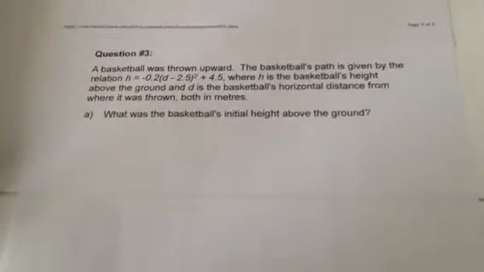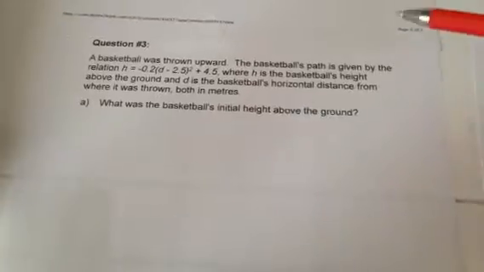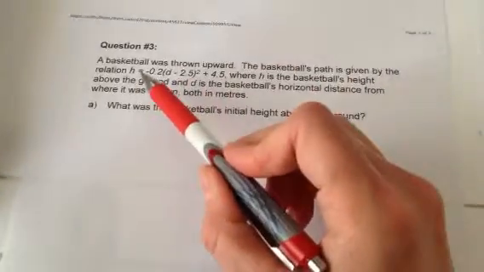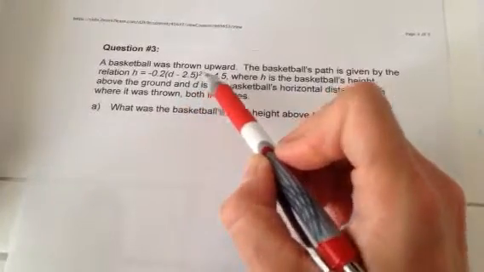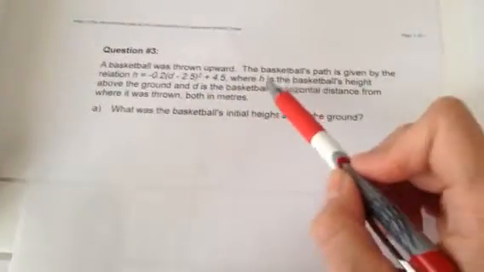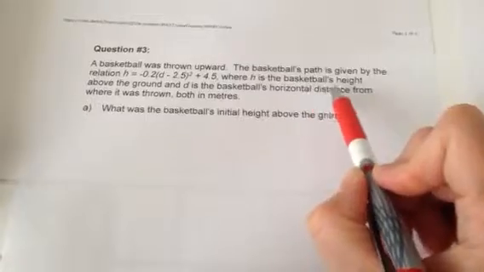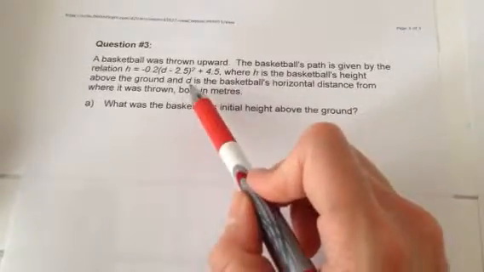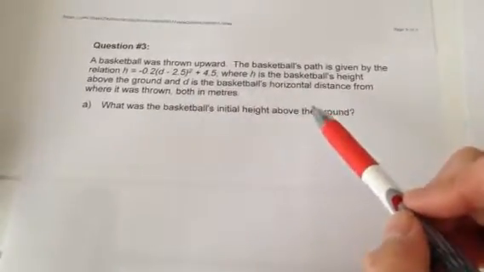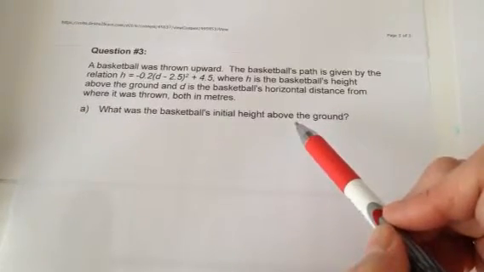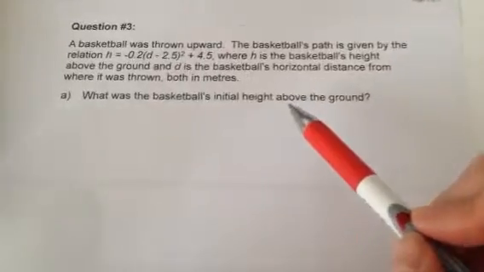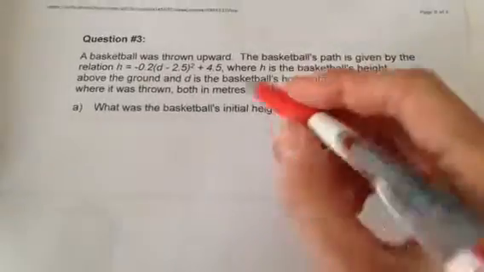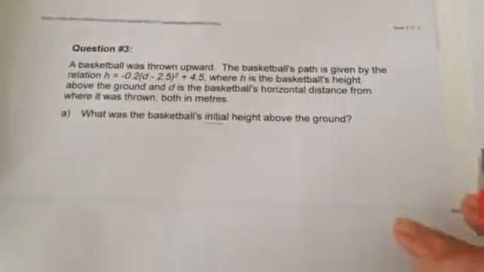Okay, question number 3. A basketball was thrown upward. The basketball's path is given by the relation h equals negative 0.2 times (d minus 2.5) squared plus 4.5, where h is the basketball's height above the ground and d is the basketball's horizontal distance from where it was thrown, and they're both in meters. Okay, the first question here is, what was the basketball's initial height above the ground?